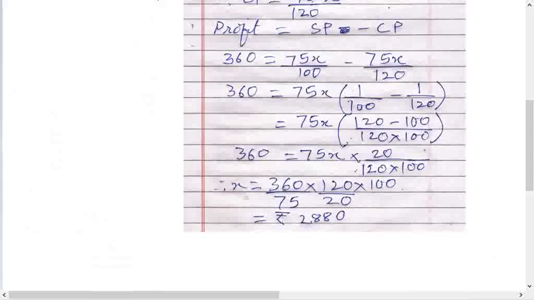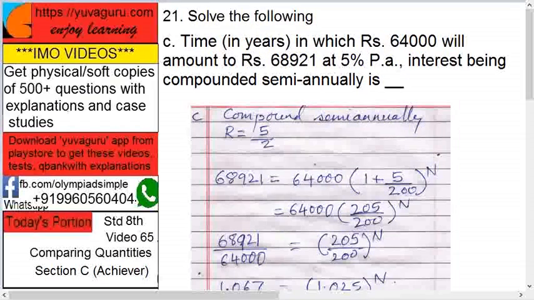Okay, 2880. Next: time in years in which rupees 64,000 will amount to rupees 68,921 at 5% per annum, interest being compounded semi-annually. What does the problem mean? Firstly, this problem is of compound interest. So the formula should be A equals P into (1 plus R) raised to N, right?